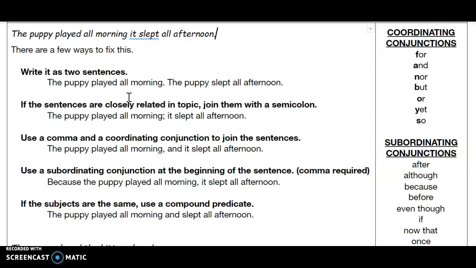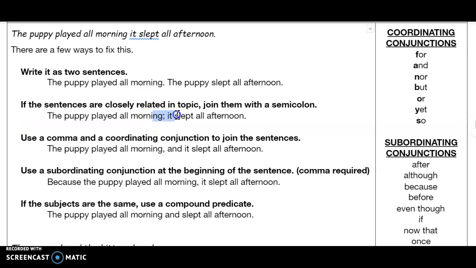Another way we can fix this run-on is if the two sentences are closely related in topic, so they're about the same thing. You can join them with a semicolon. The semicolon is this little guy right here, that thing that looks like a period at the top and a comma at the bottom. If the sentences are about the same thing and really closely related, then you can do this. So, the puppy played all morning; it slept all afternoon. The only difference between this run-on sentence here and this perfectly acceptable compound sentence here is that this one has a semicolon in it between the two sentences.